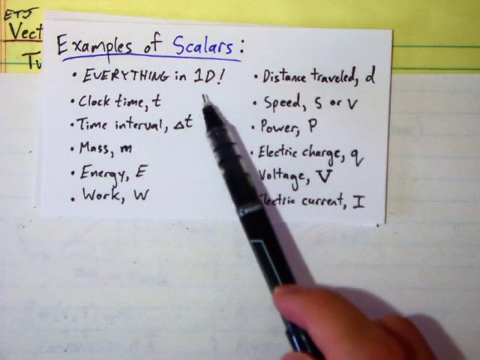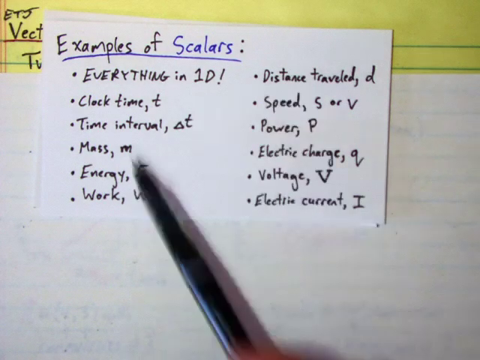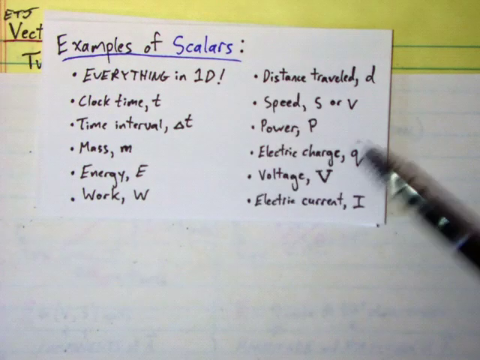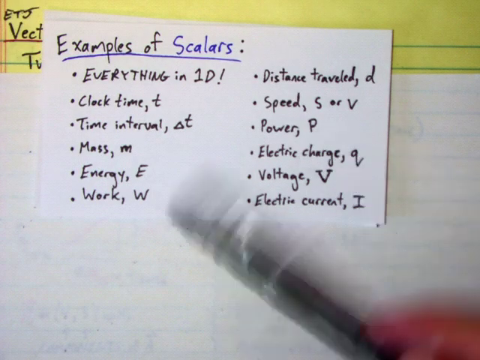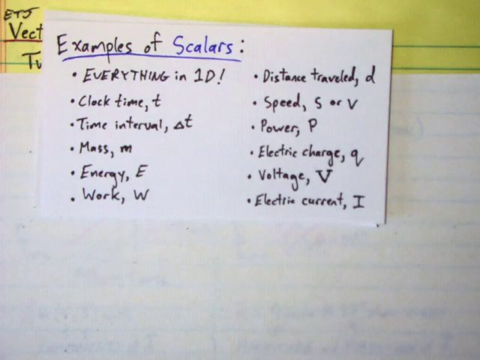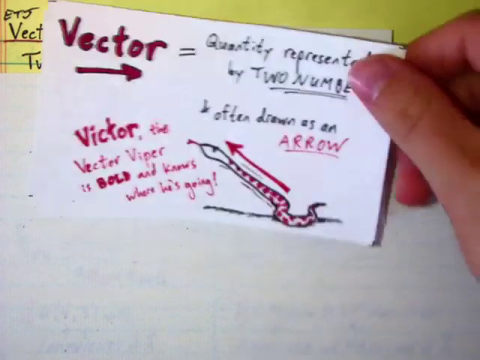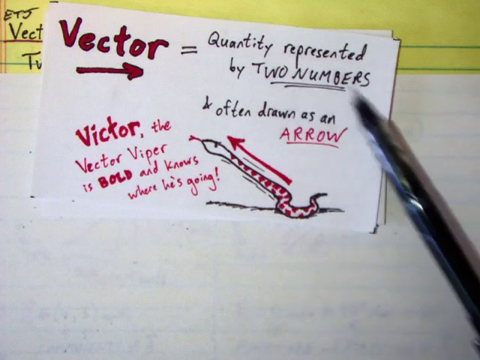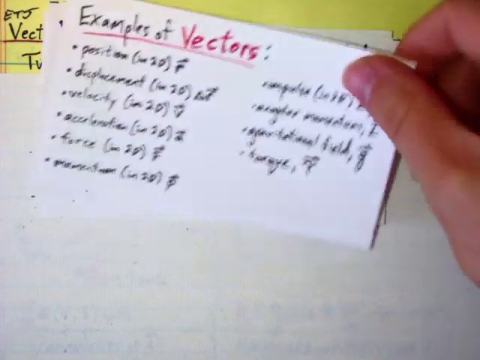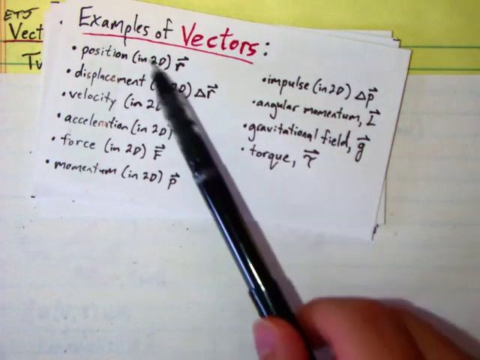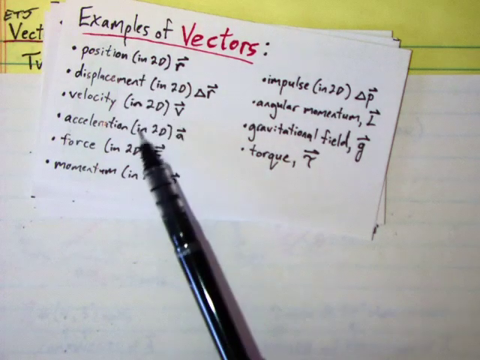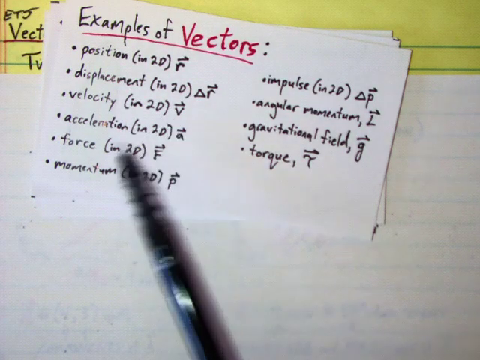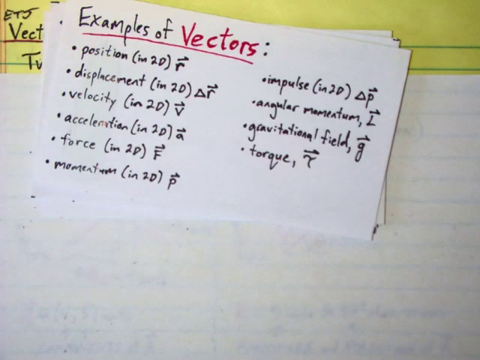You only need one number to represent anything. These others are all examples of scalars. There are other scalars besides these, many more. These are just some that you'll be encountering this year. Vectors, on the other hand, require two numbers to fully represent them. And examples of those in 2 dimensions are position, displacement, velocity, acceleration, and soon we'll be getting to some of these others throughout the year.